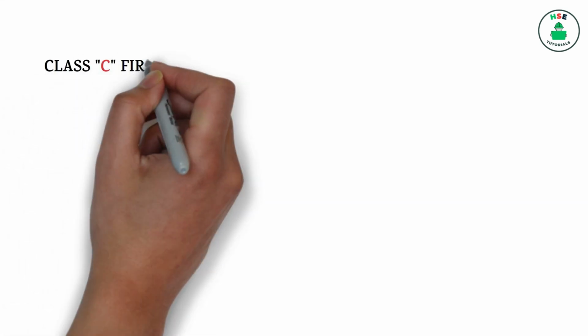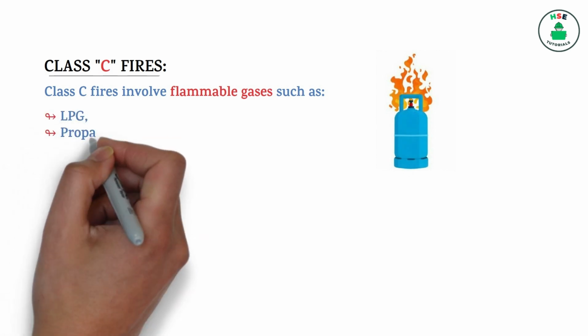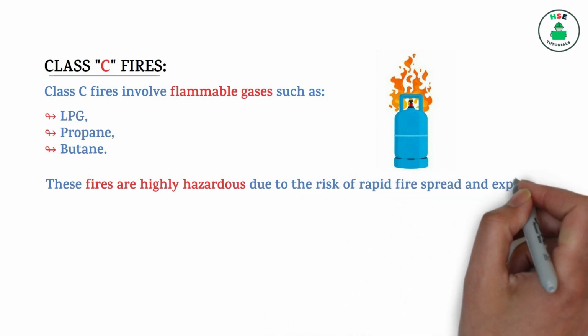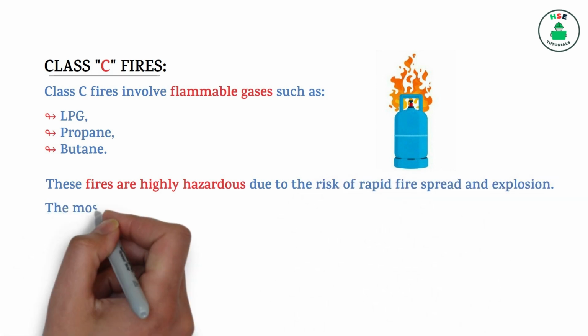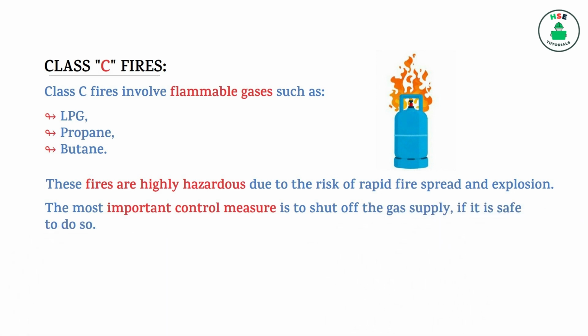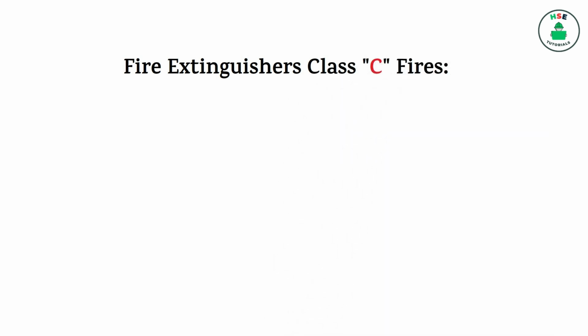Class C fires. Class C fires involve flammable gases such as LPG, propane, and butane. These fires are highly hazardous due to the risk of rapid fire spread and explosion. The most important control measure is to shut off the gas supply if it is safe to do so. Suitable fire extinguishers for Class C fires include dry chemical powder extinguishers.